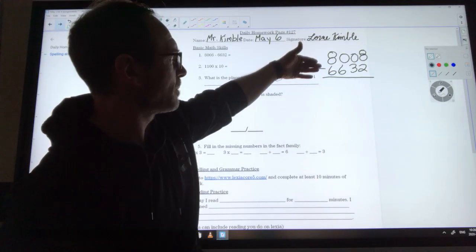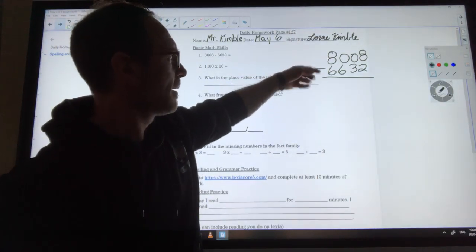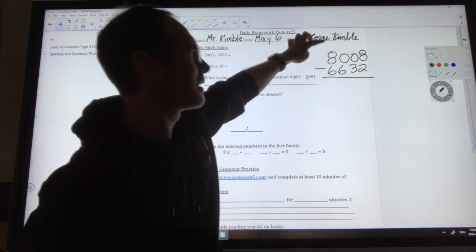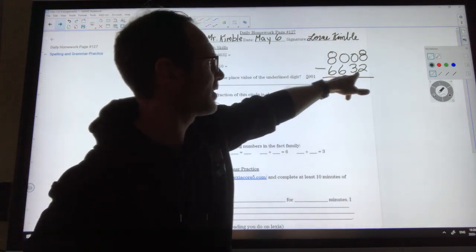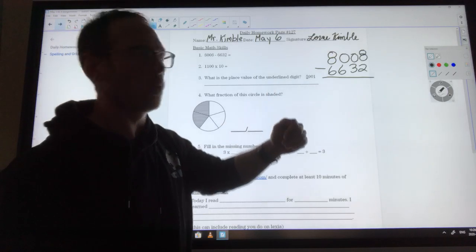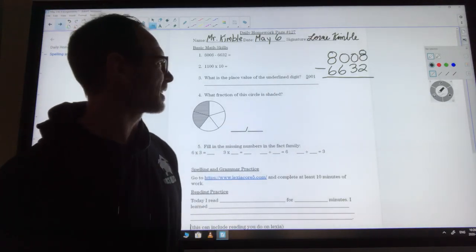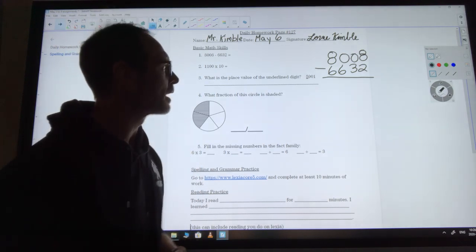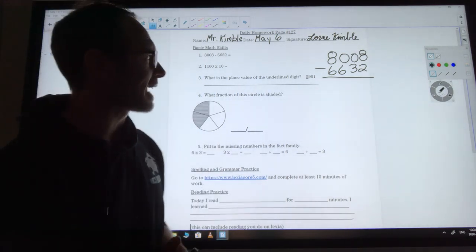I'm looking at 8,000 minus 6,000. That's 2,000. But then after that, I have 0 hundreds, 0 tens, and then I have 600. It's going to be well below 2,000, something like 1,300, 1,400, something like that. So let's find the exact answer now.